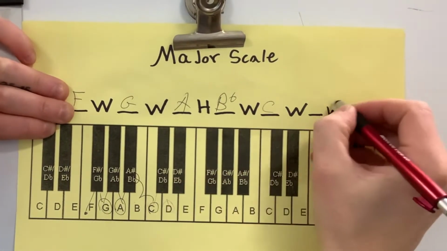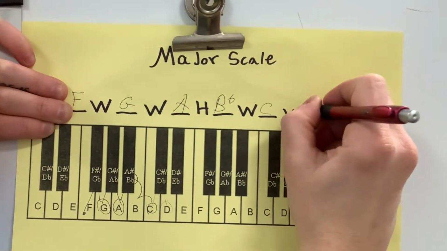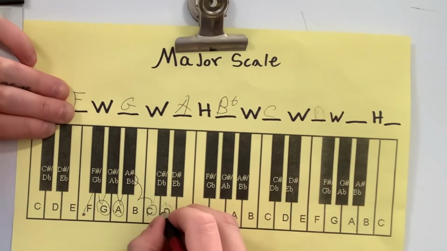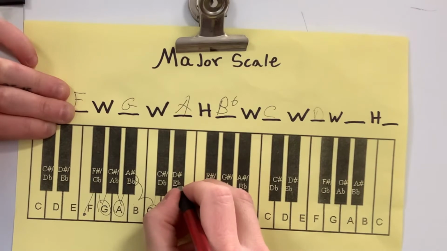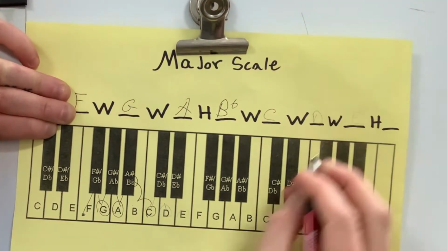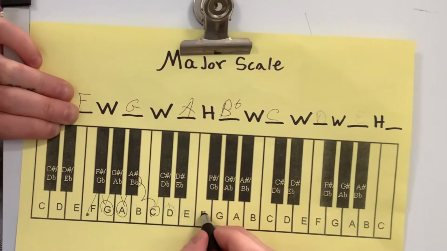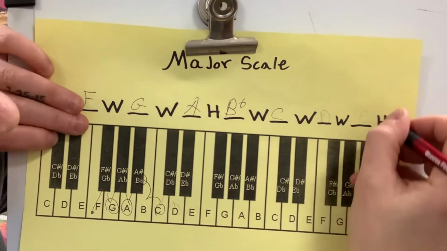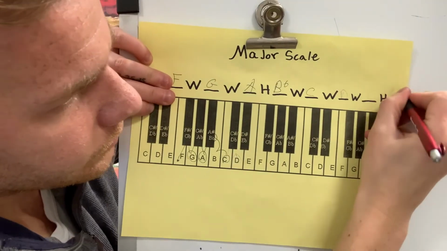1, 2. D. My ink's running out. And a whole step from D. Black key to this white key is E. Half step from E is F. Make sure you find yourself a pen with ink. I think you're probably understanding the pattern here.